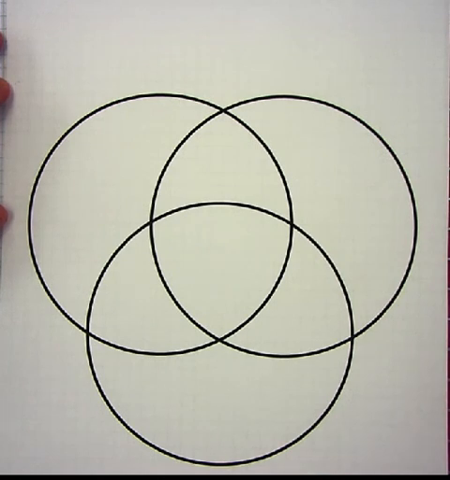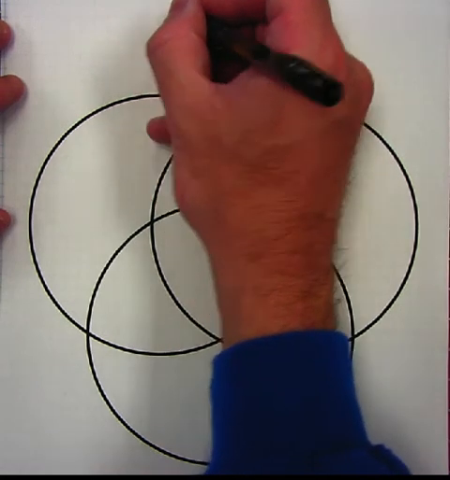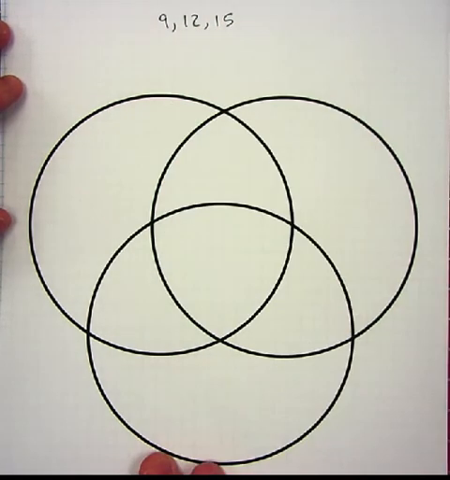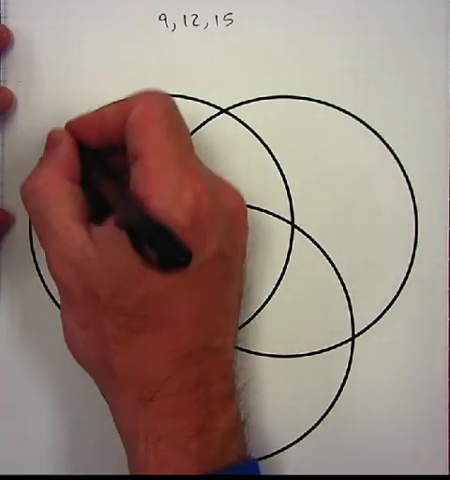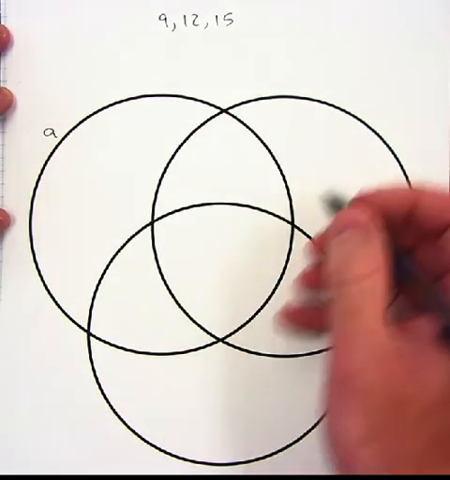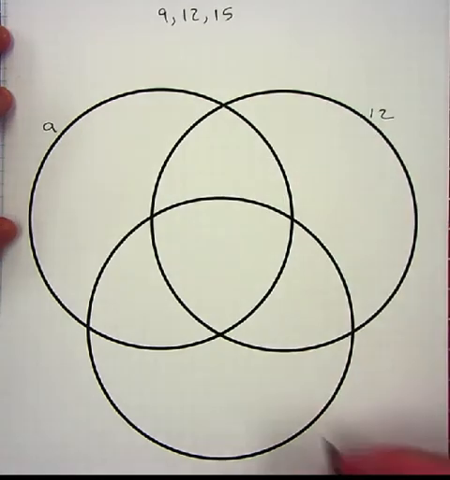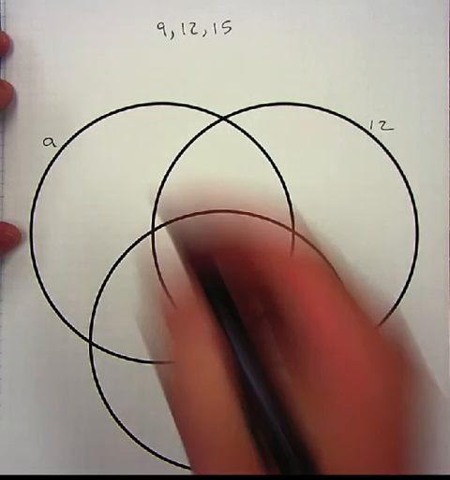So let's try finding, using this Venn diagram method, the least common multiple and greatest common factor of three numbers: 9, 12, and 15. We're going to start out the same way we did with two numbers. First of all, we'll designate each of these circles. This will be the prime factors of 9. This will be the prime factors of 12. And this bottom circle will be the prime factors of 15.